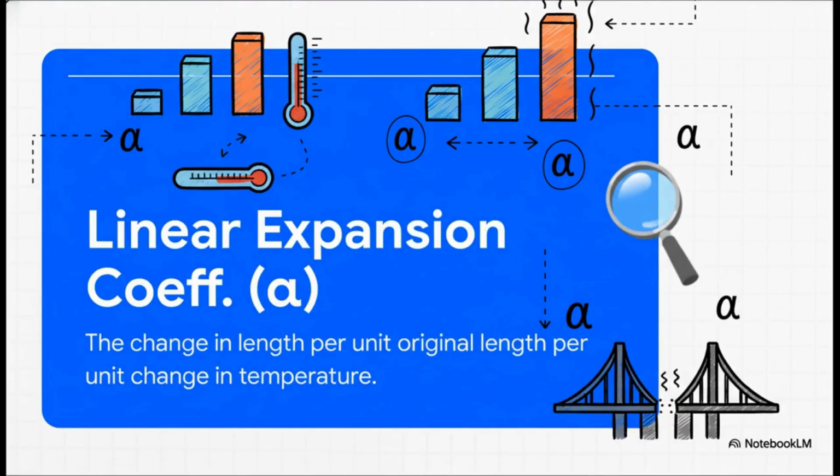So you're probably wondering, how do we predict all this growth? Well, scientists use something called the coefficient of linear expansion. You can just think of it like a unique fingerprint for every material. It tells you exactly how much that material will expand for every single degree the temperature changes. It's the secret sauce for engineering things that can handle the heat.